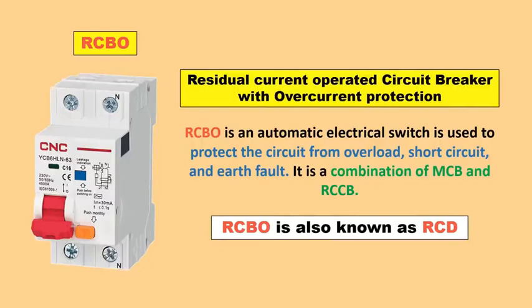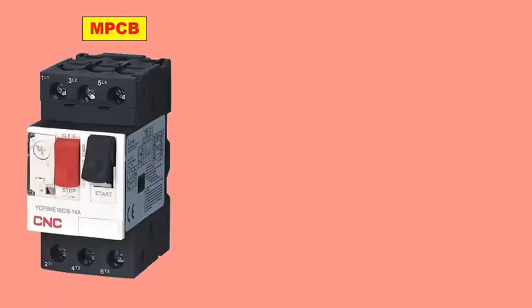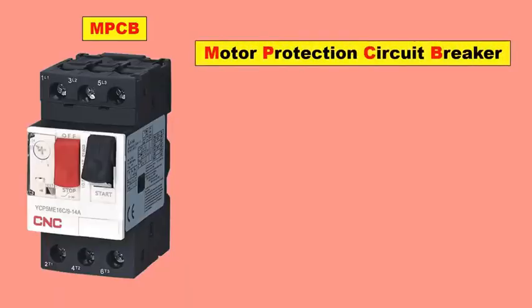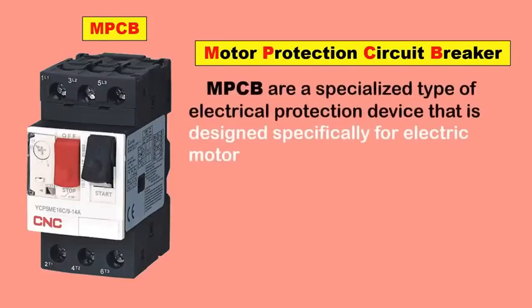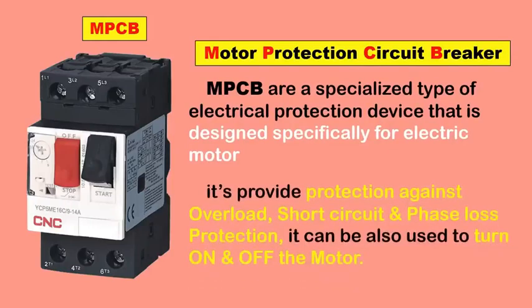After this, the last device we are discussing is MPCB. Full form of MPCB is Motor Protection Circuit Breaker. By the name Motor Protection Circuit Breaker, you can guess that this is a kind of device which is used for protection of motor. We only have to understand which kind of protection we get through this device. MPCB provides protection from overload and short circuit. Along with this, phase loss protection is also provided by MPCB.